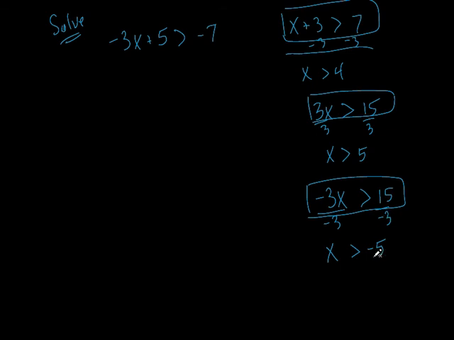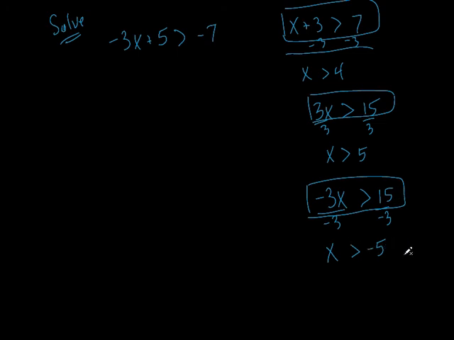So let's pick a number that's greater than negative 5. Negative 4. Put a negative 4 in here. Negative 3 times negative 4 is what? Positive 12. Is positive 12 greater than 15? No, it's not. So people look at this and they're like, well, wait a minute, that doesn't work. Well, you're right, it doesn't work. Let's pick a number that's less than negative 5. Give me an easy one. Negative 6. Negative 3 times negative 6 is what? Positive 18. Is 18 greater than 15? Yes, it is. So it's actually the other way around, isn't it?